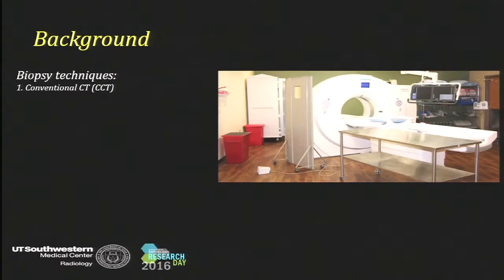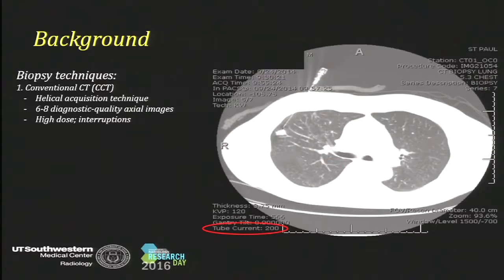The first one is a conventional CT. You can do it in the same suite. Operator stands here, patient is in the scanner right here. And the images are acquired via a helical technique. You get 6 to 8 diagnostic quality axial images, which help you guide the needle towards the lesion. However, they are obtained at a relatively high radiation dose, again, diagnostic quality. And there are multiple interruptions throughout the biopsy because you have to position the patient, get the images, leave the room while getting the images for radiation safety purposes towards the staff, and then come back and adjust the needle.